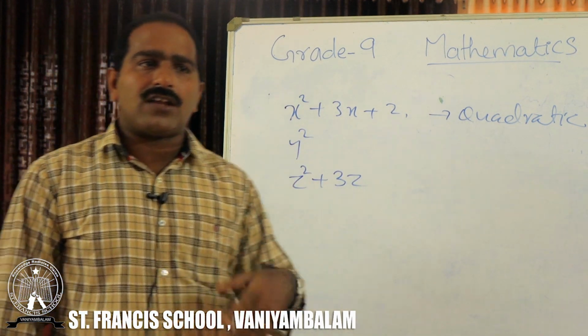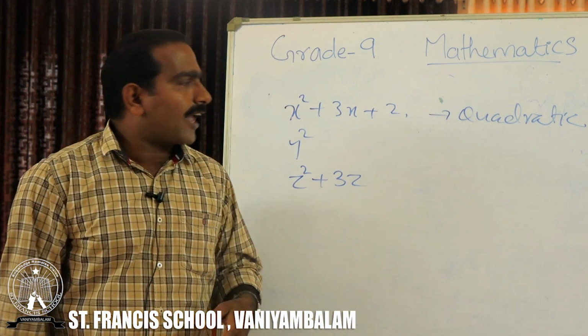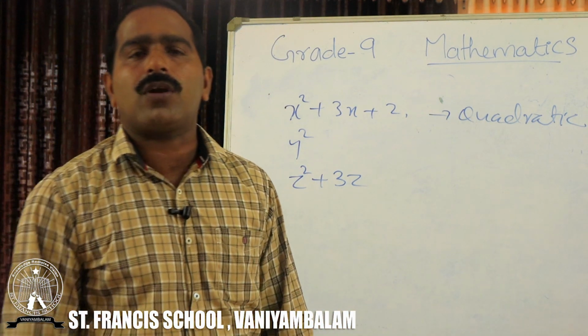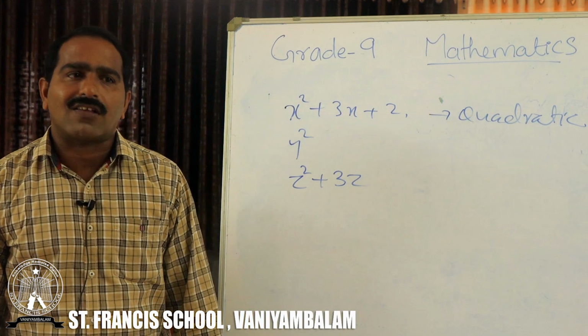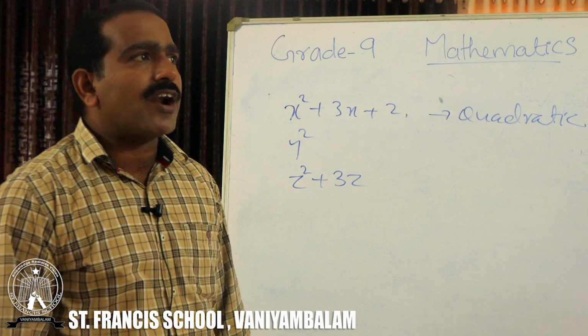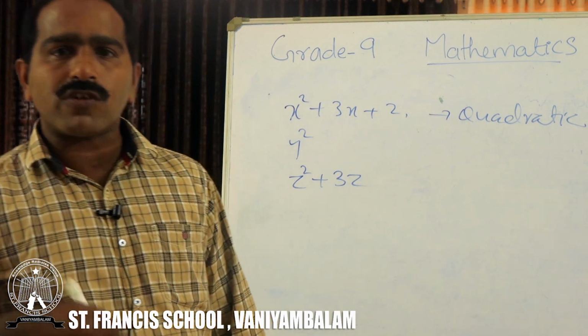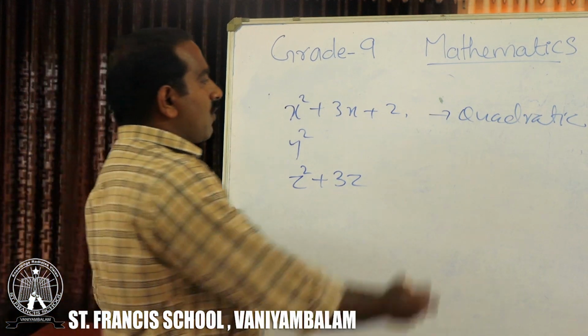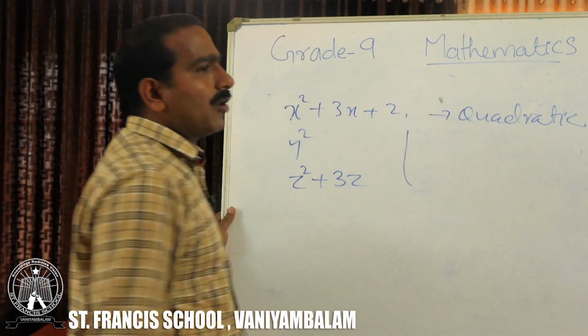Then usually you may ask one question: can you write a quadratic polynomial with 4 terms? Can you write a quadratic polynomial with 4 terms? Of course, it is not possible. We can write a quadratic polynomial with at most 3 terms. So what is the general form? Can you write the general form of a quadratic polynomial?